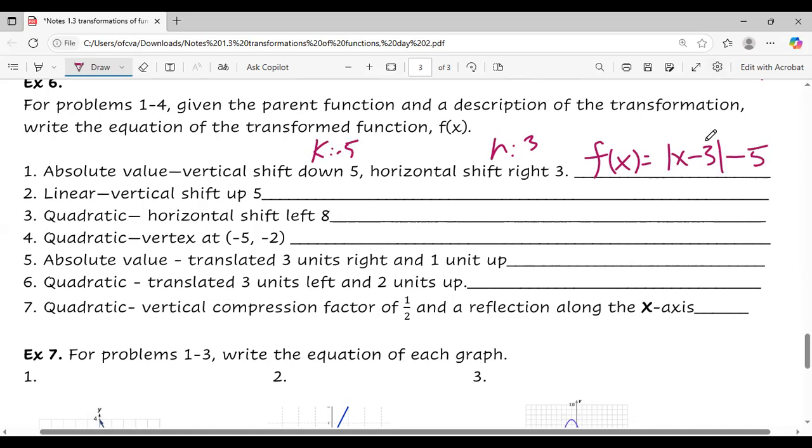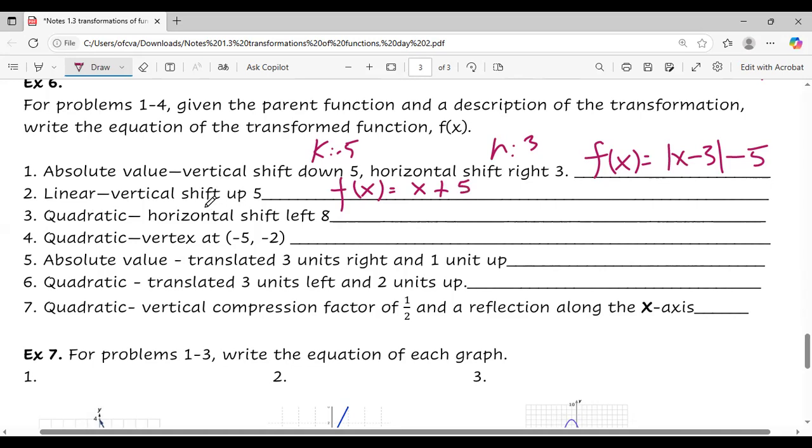H in here, that's left and right. K out here, that's up or down. Linear, vertical shift up 5. So linear equation, f of x equals x. Vertical shift, up or down, up 5, that's a y-intercept of 5. So that's your equation.